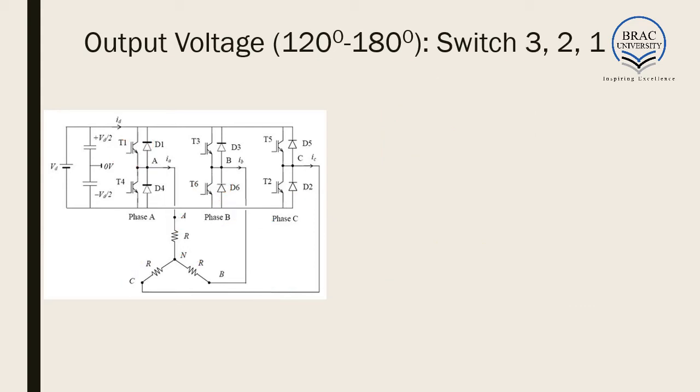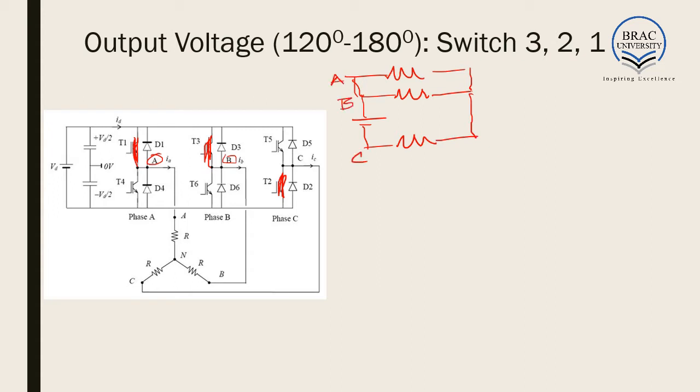From 120 degree to 180 degree, switches 3, 2 and 1 are closed. So here we have switch 1, here we have switch 3, and here we have switch 2. So how does the equivalent circuit map out? The positive is connected to A and B, so we have 2 resistances going to the neutral, and the negative is connected to C. So this will be C, this will be B, this will be A, this will be our neutral, and here we have our resistances R.